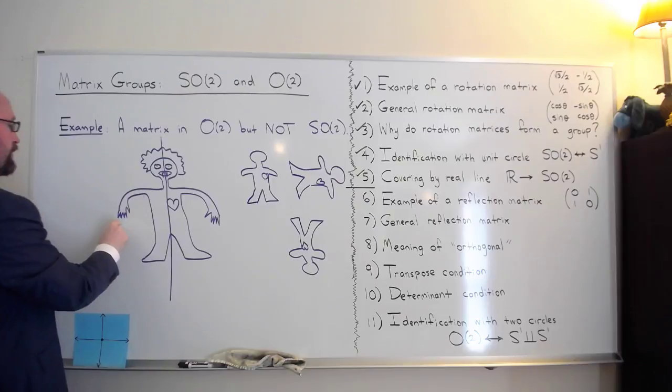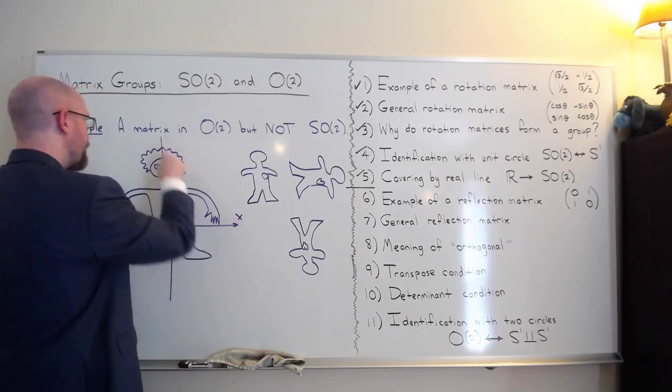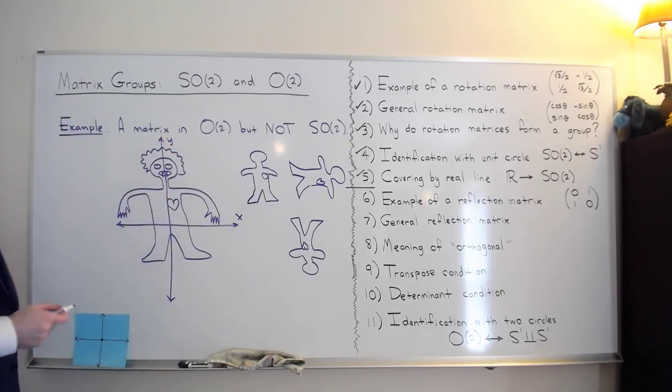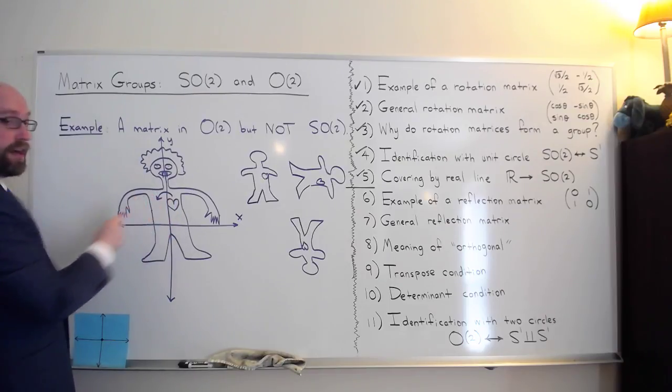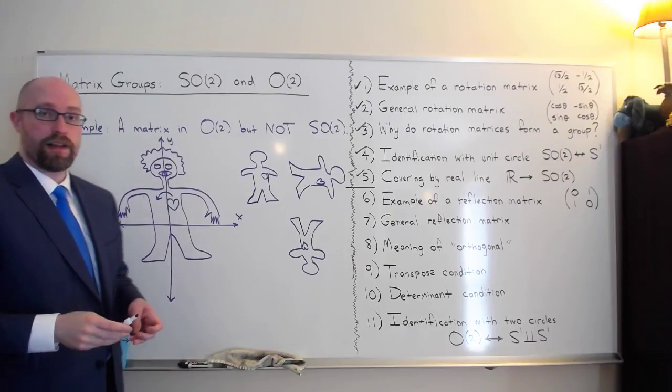So I'm going to draw a coordinate system that goes like this. And so this is the x, this is the y. Suppose I could do a reflection. Well, then his heart would go over to the other side. See, his left hand would turn into his right hand would turn into his left hand, and so on.